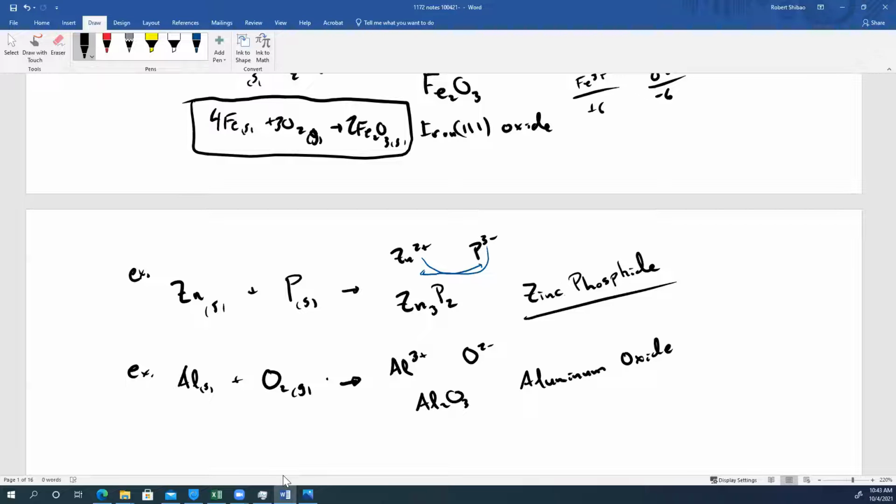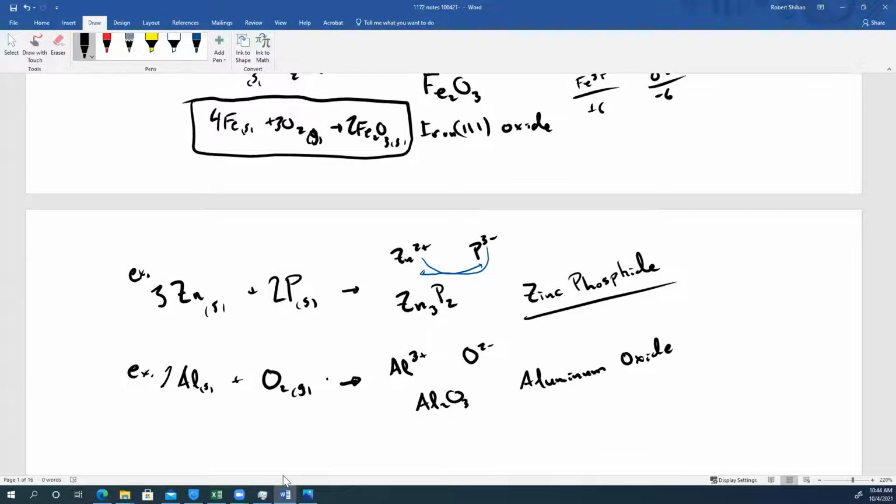Here, I should balance this one. This one's easy to balance because it's just 3 zincs and 2 phosphoruses. This one's a little more tricky to balance because O is doubled here, and we have 2 here, but we have 3 here. And so this is the way I usually balance it. I save the single elements for last, actually. I'll just save the oxygen for last here.